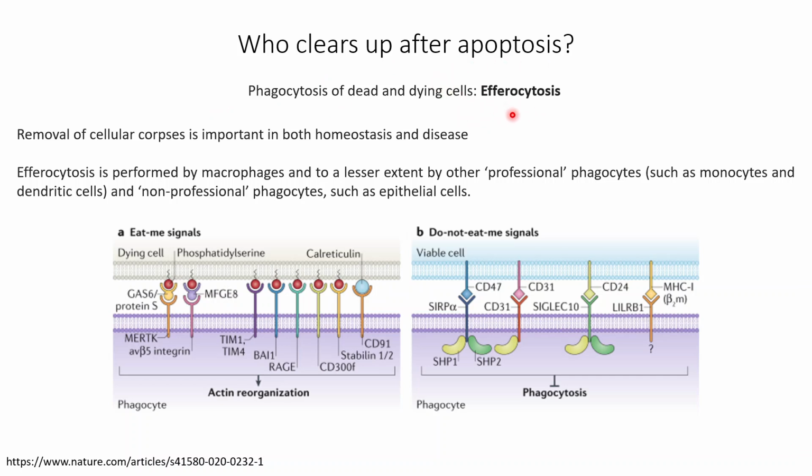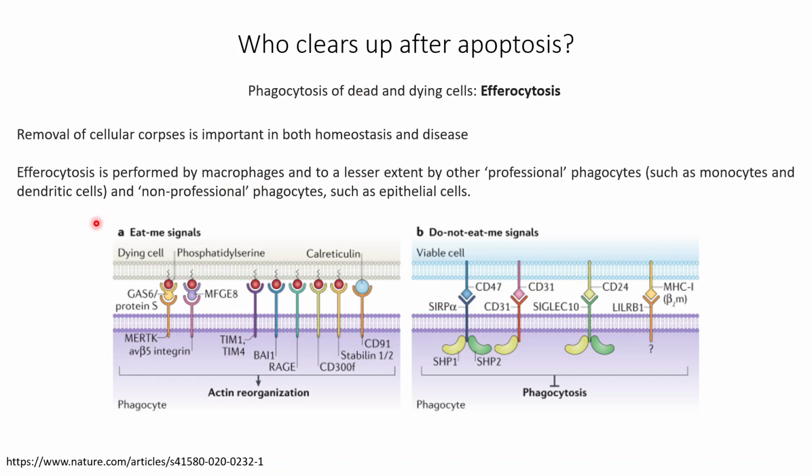Okay, this is a very important function. It's performed by immune cells like macrophages, and also to a lesser extent by other professional phagocytes such as monocytes and dendritic cells, and non-professional phagocytes such as epithelial cells. Non-professional essentially just means something that doesn't do it as a part of its typical function. So efferocytosis is important for clearing up dead cells and all that.